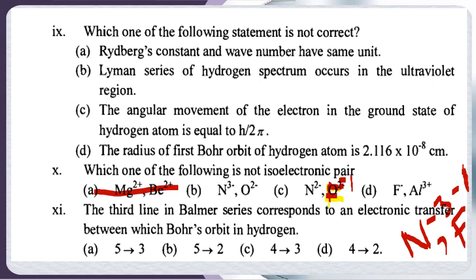The third line in the Balmer series corresponds to an electronic transition between which Bohr's orbits in hydrogen? You know very well that in the Balmer series the electron has to jump back into the second shell, so it will be option B, the fifth orbit back to the second one.